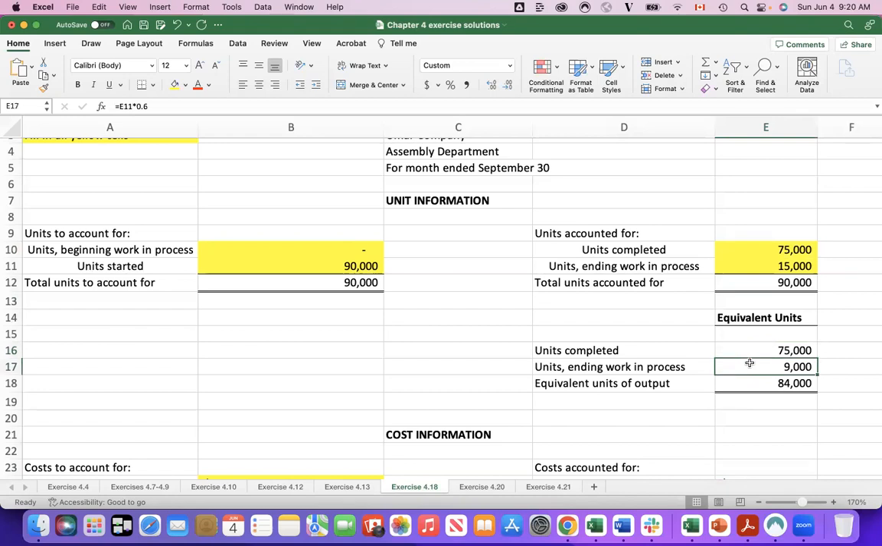The difference now deals with ending work in process. Remember, this 9,000 unit figure is a theoretical number. It's not the actual amount. The actual units in ending work in process is 15,000. But if we had used the same amount of material, labor, and overhead, instead of producing 15,000 partially completed units, how many fully completed units could we have done with the same amount?